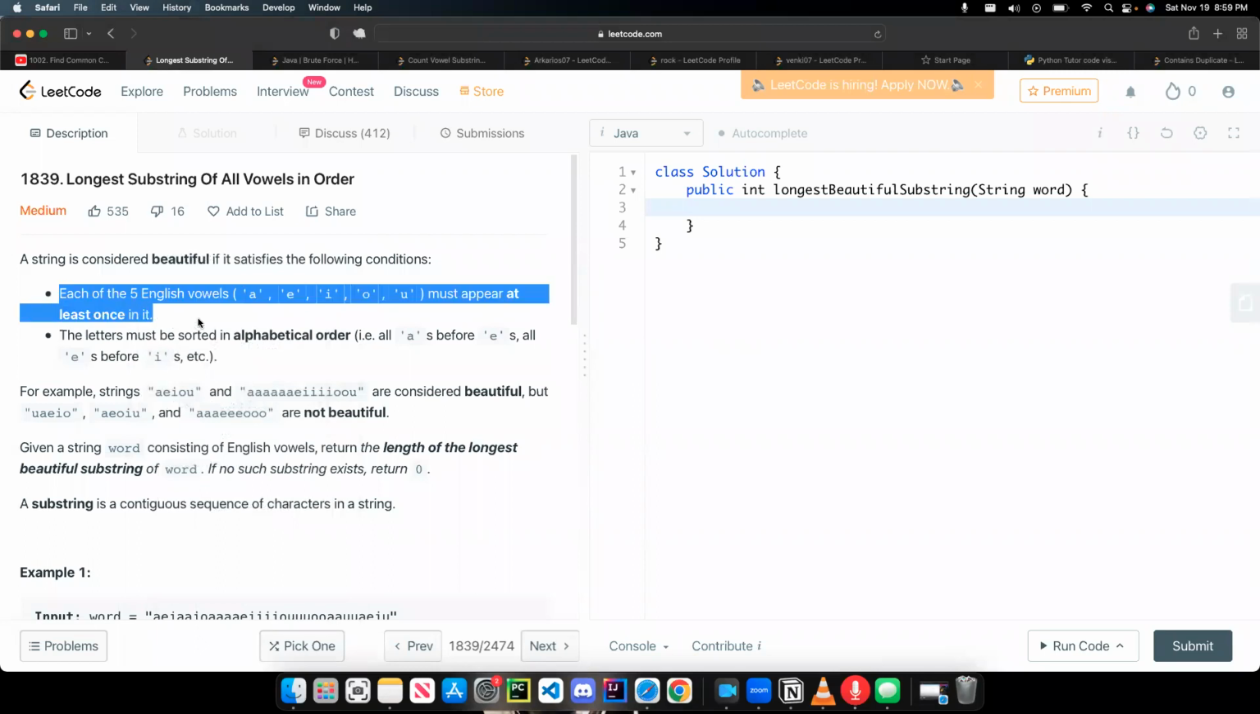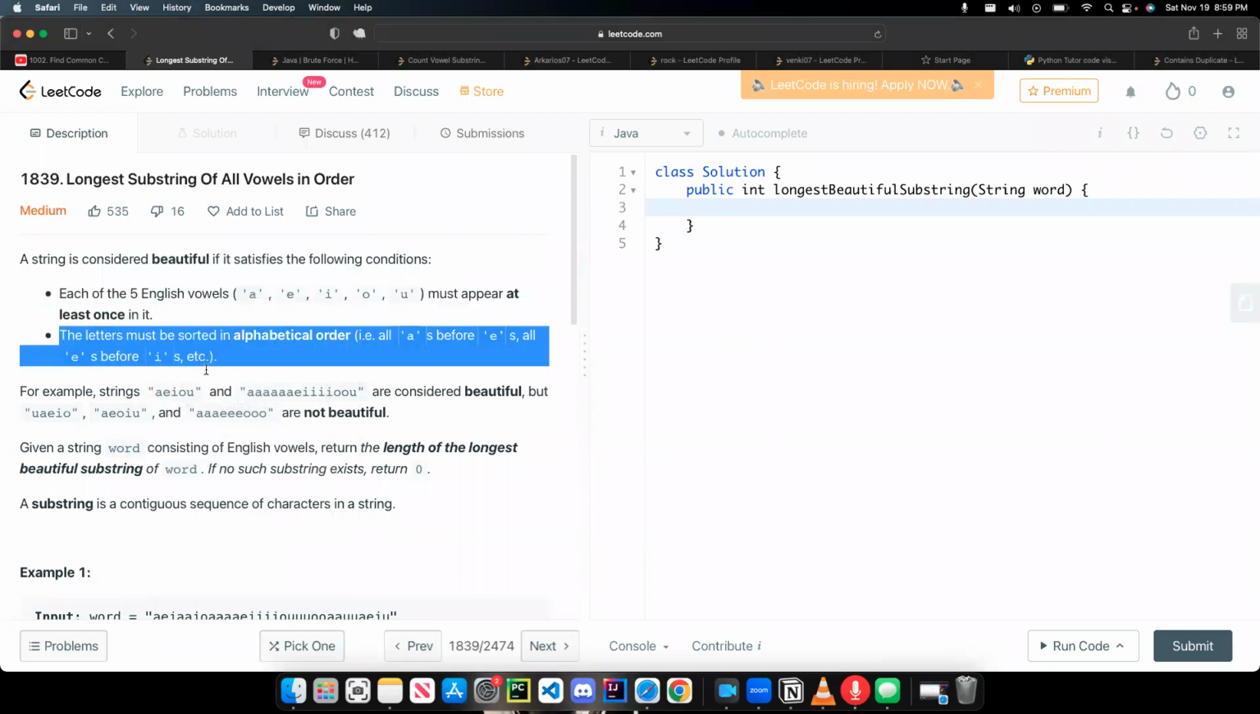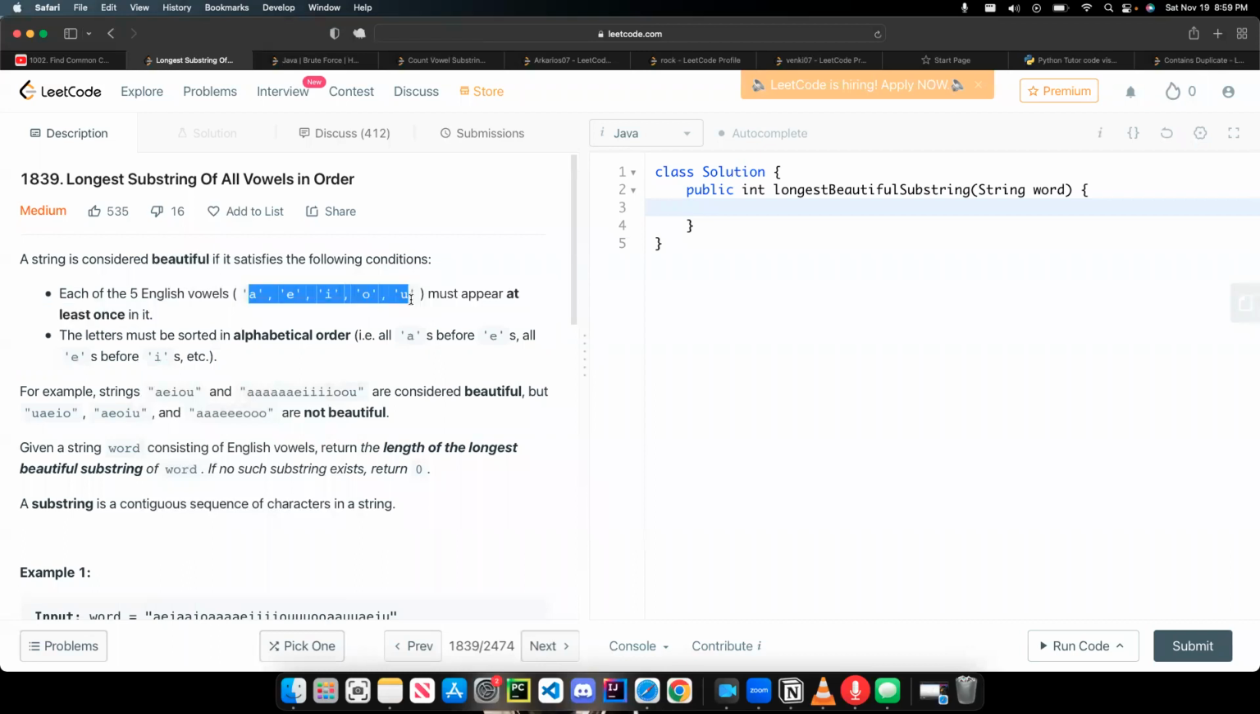The first is that all vowels are essentially contained in a substring of an even larger string. And also those vowels actually have to be in alphabetical order. So it's sort of a two-step process for verification. All vowels must be present, right? But that isn't to say that they must all strictly be of the same frequency, right?